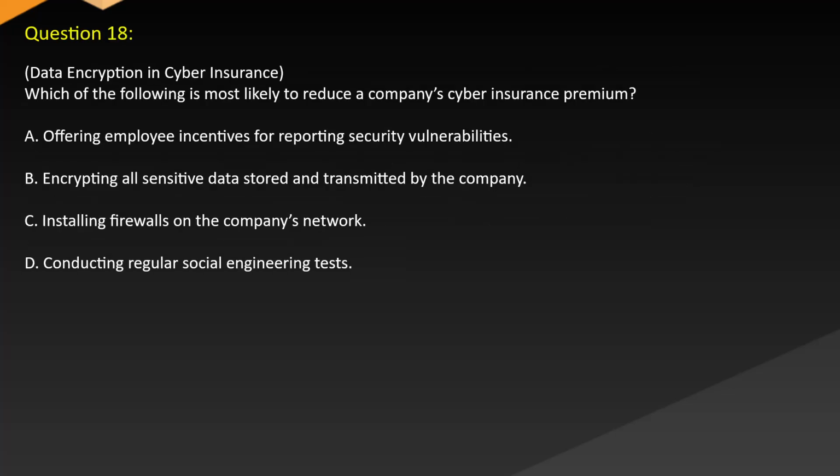Question 18. Data encryption in cyber insurance. Which of the following is most likely to reduce a company's cyber insurance premium? A. Offering employee incentives for reporting security vulnerabilities. B. Encrypting all sensitive data stored and transmitted by the company. C. Installing firewalls on the company's network. D. Conducting regular social engineering tests.